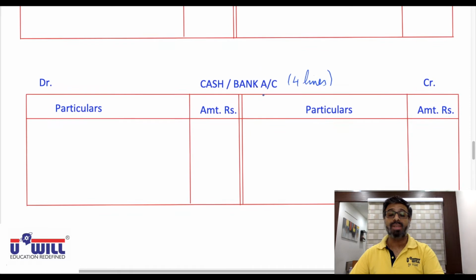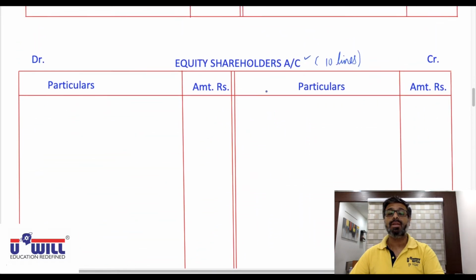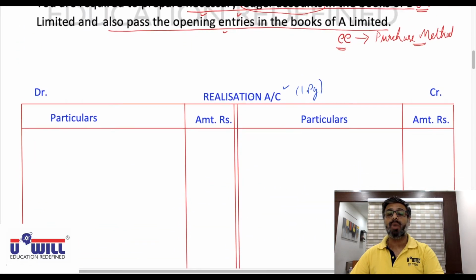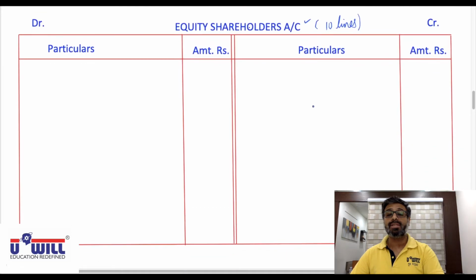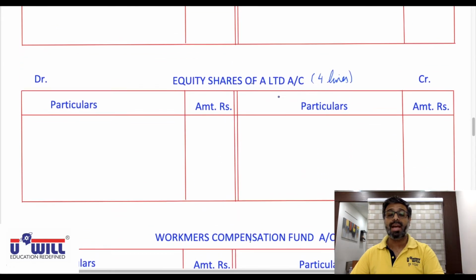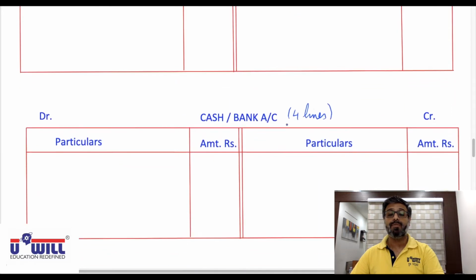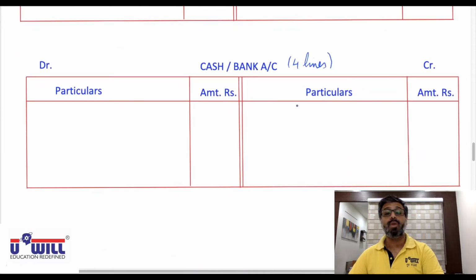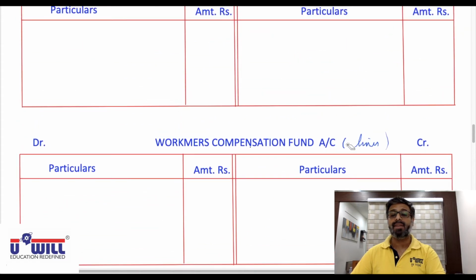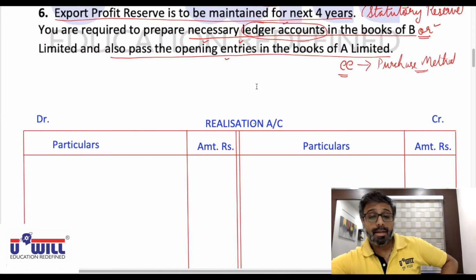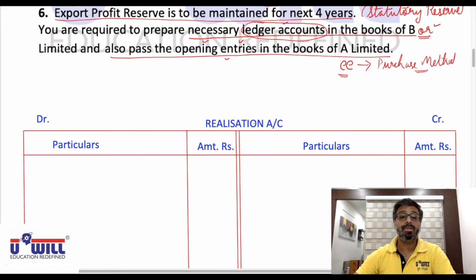All of you can pause the video and make these ledger accounts. Realization account 1 page, equity shareholders 10 lines, A Limited 4 lines, equity shares of A Limited 4 lines, workmen's compensation fund 4 lines, cash and bank account 4 lines. In fact, cash and bank account you make a bit bigger account, you can make it 6 to 8 lines. Okay, make these formats fast. Pause the video and make these formats, then we continue. Okay, so all of you should have done the ledger account formats.